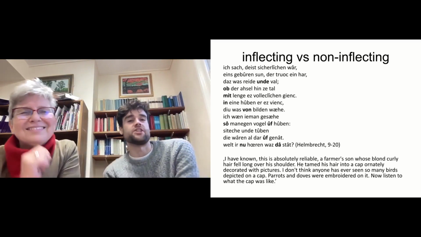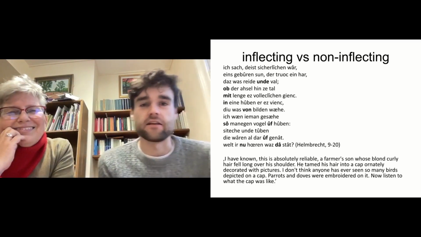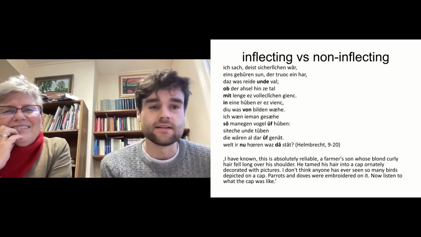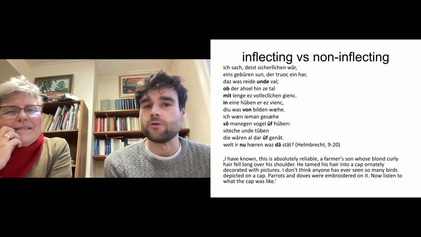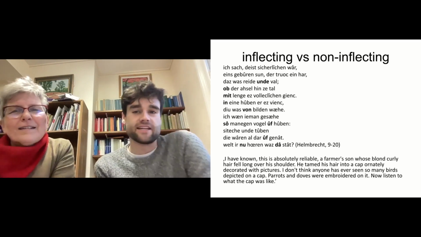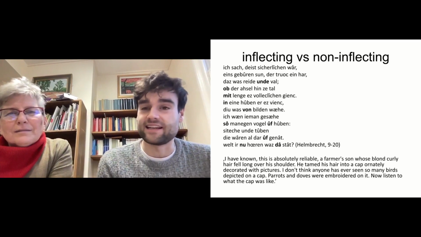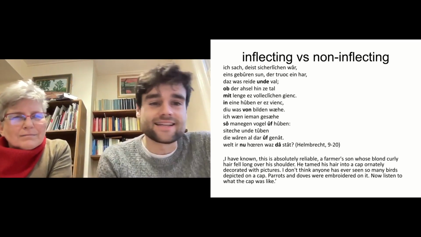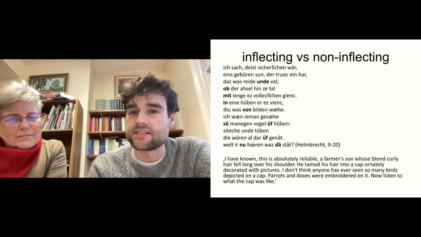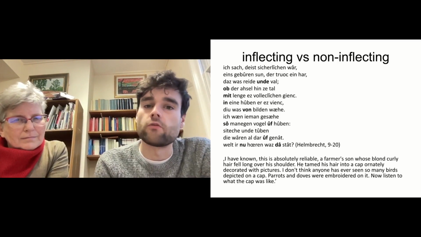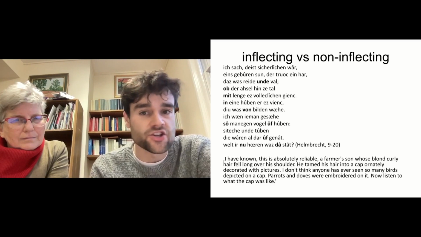When it comes to prepositions like ob, mit, in, von, or üf, adverbs like so, nu, or da, as well as coordinating conjunctions like unde, there is no need to look them up in a dictionary. If you did decide to do so, you might find that they are listed there exactly as they appear in the text. The distinction between words and word forms makes no sense for terms like these, since they are all either non-inflecting words or represent non-inflecting parts of speech.